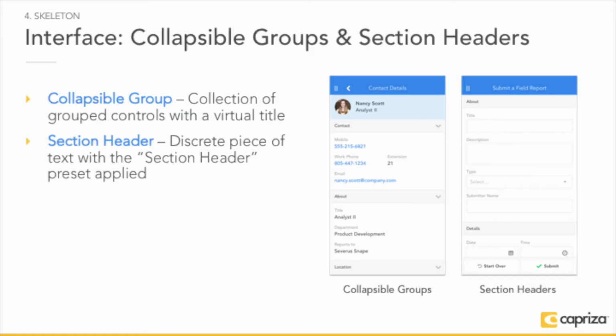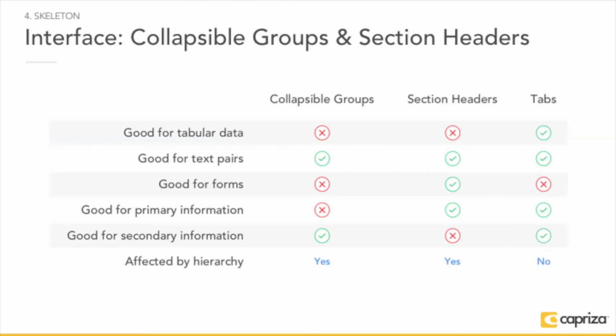Though they look similar, section headers and collapsible groups are different. A section header is a discrete piece of text with a section header preset applied to identify a group of content. A collapsible group, on the other hand, is a collection of grouped controls with a virtual title used to identify the group of content. When should you use a section header versus a collapsible group versus tabs?